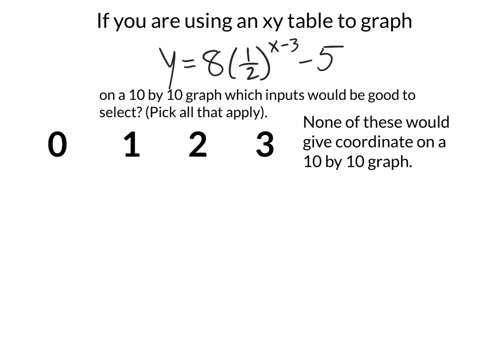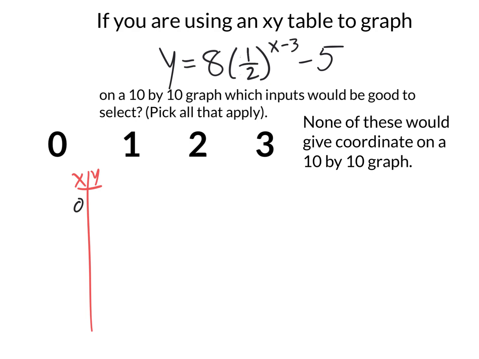How about this guy? So only the 3 works in this case. Let me explain. If you were to try to do an XY table and you actually tried 0, well, plugging in 0 will give you a negative 3. 0 minus 3 is negative 3. And remember, a negative power is going to cause this to flip. So the negative 3 is going to make that a 2 to the third power, which would be 8. And 8 times 8, 64, minus 5, you're way off a 10 by 10 graph. Okay? I mean, it's a point. It actually exists, but it's not good if you're graphing on a 10 by 10 graph.